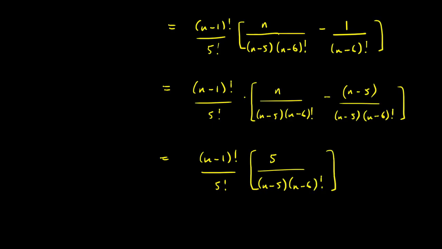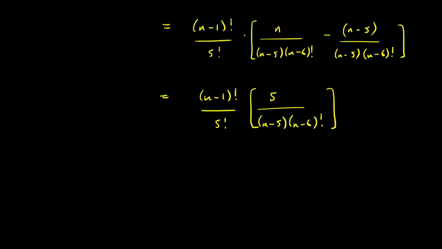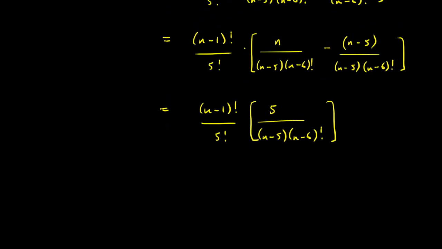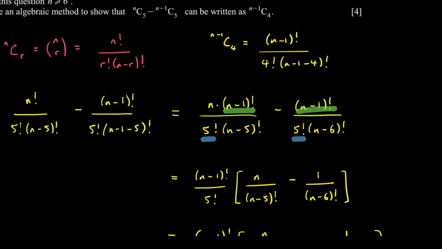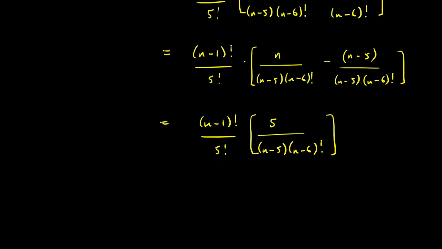All right then. Now, here we've got to think about where we're heading. Where are we heading? We said we wanted to get this thing, right? We've got n minus 1 factorial, 4 factorial on the bottom, and n minus 5 factorial on the bottom too. So what do we got? We've got n minus 1 factorial on the top, so that's good. We want a 4 factorial on the bottom, and we want an n minus 5 factorial on the bottom. So how are we going to manage that?